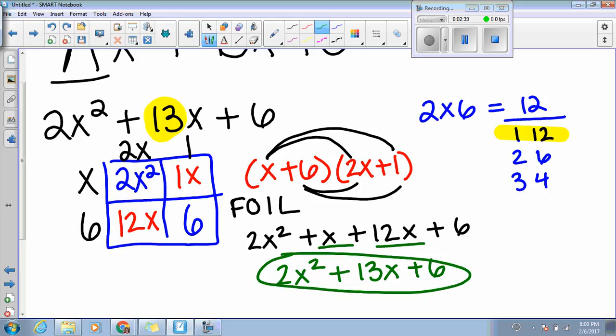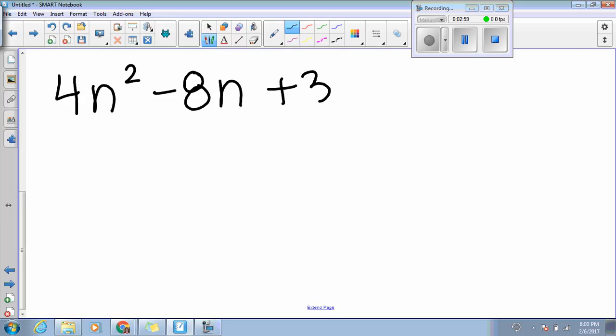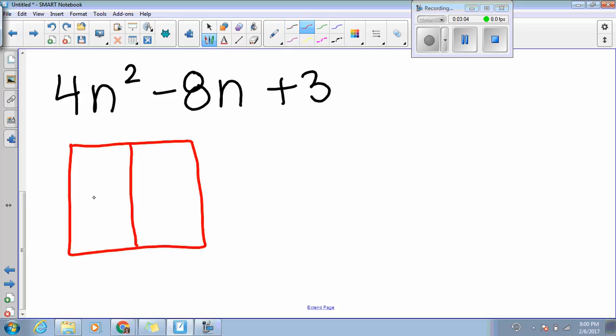Now if you didn't catch that, we're going to do another one here. This time we're going to throw in a negative. We are going to do 4n squared minus 8n plus 3. And as I bet you could guess, we're going to start with our box. First term goes in our left top box. Last term is in our bottom right box.